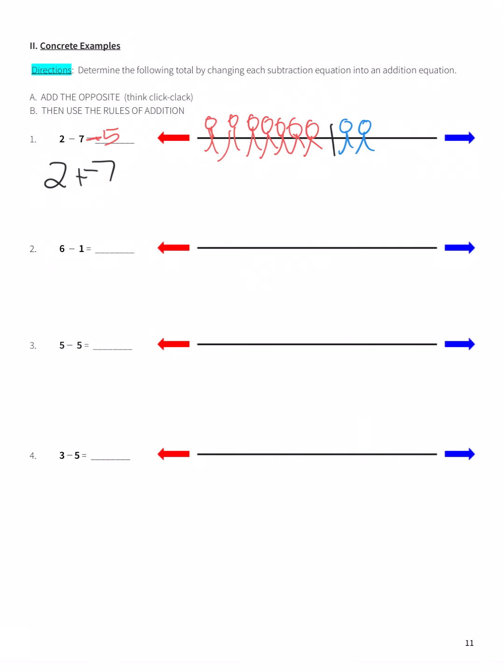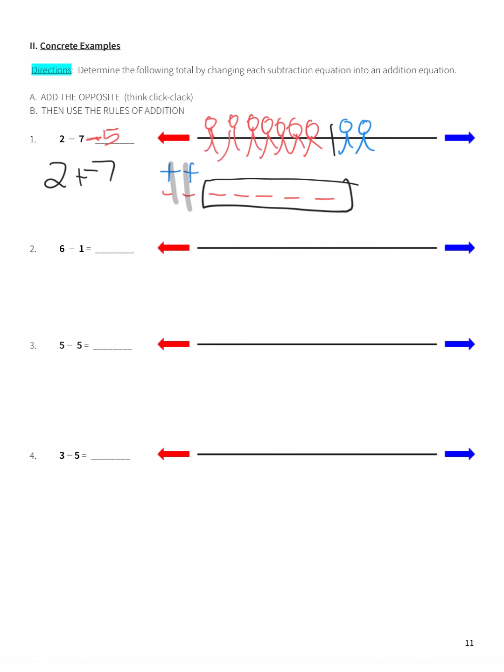So our chip method is where we take our first number in our expression, which is positive 2, so 1, 2. And then we add, the second row is the second number in our expression, which here is negative 7. 1, 2, 3, 4, 5, 6, 7. Now I do my 0 pairs, and I can see that I am left with -5.